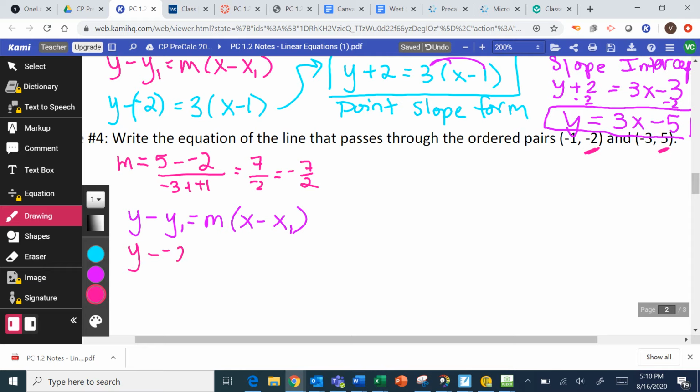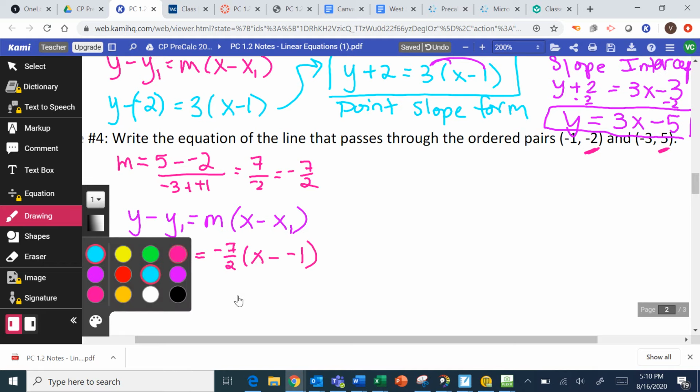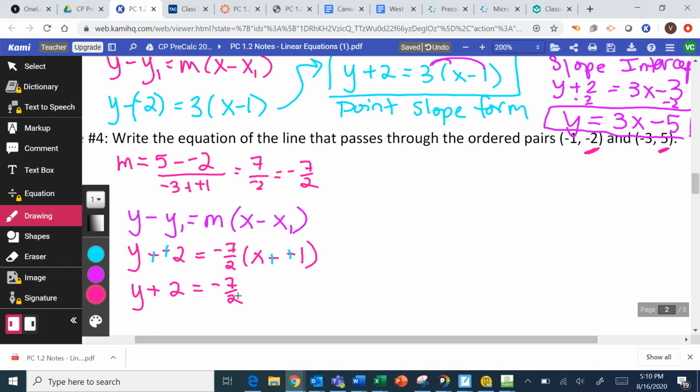We go y minus negative 2 equals, our slope is negative 7 over 2 times x minus negative 1. And I'm going to go ahead and simplify, rewrite the answer in point slope form. And that would be point slope form.